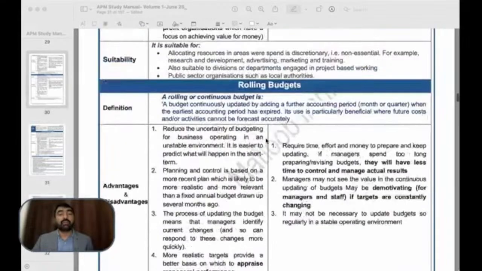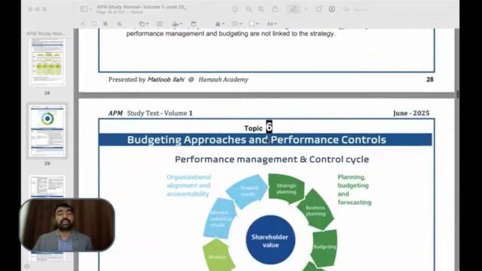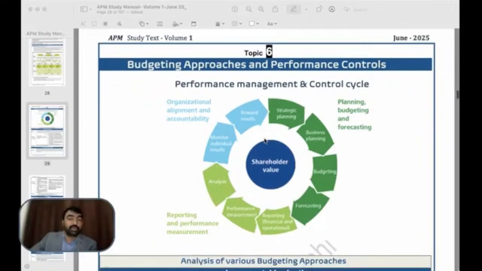Our new topic that we will be starting will be topic number 6, budgeting approaches and performance controls, where we will be covering the different approaches towards budgeting. Okay, thank you. And that's all from our class today.